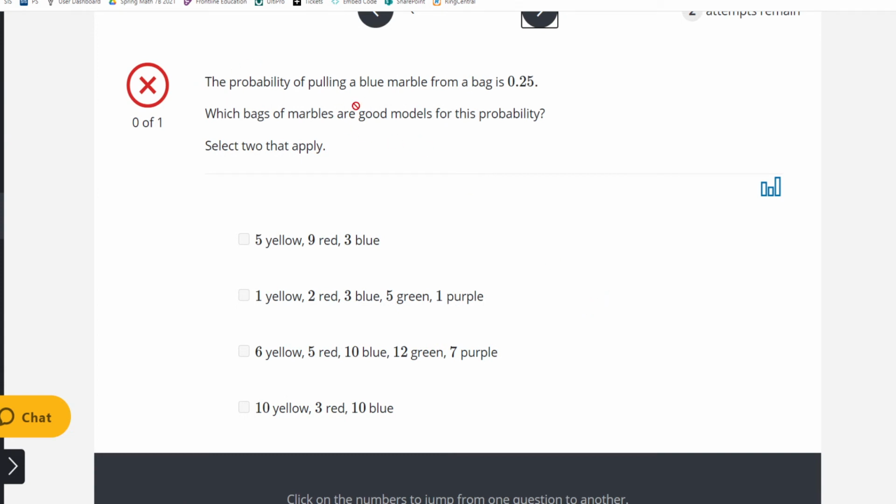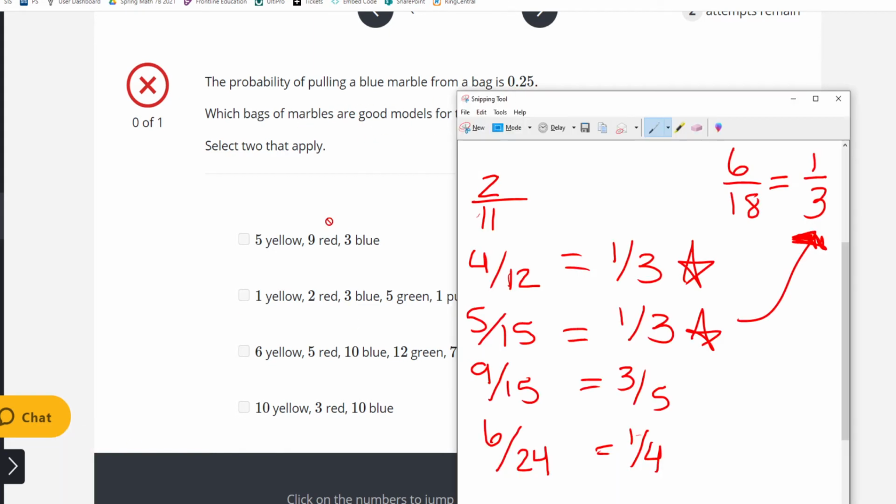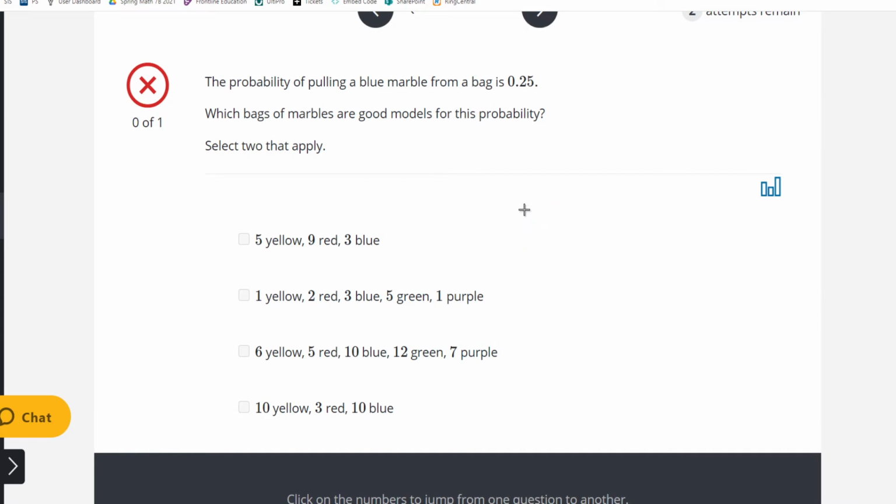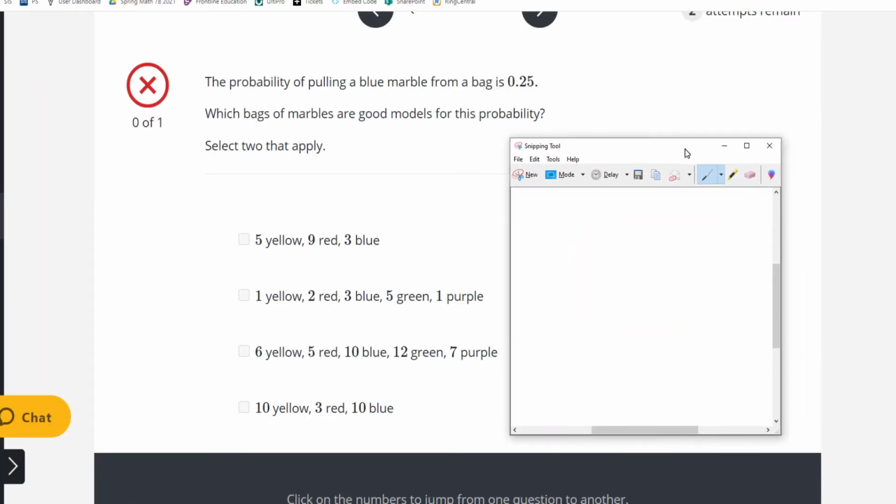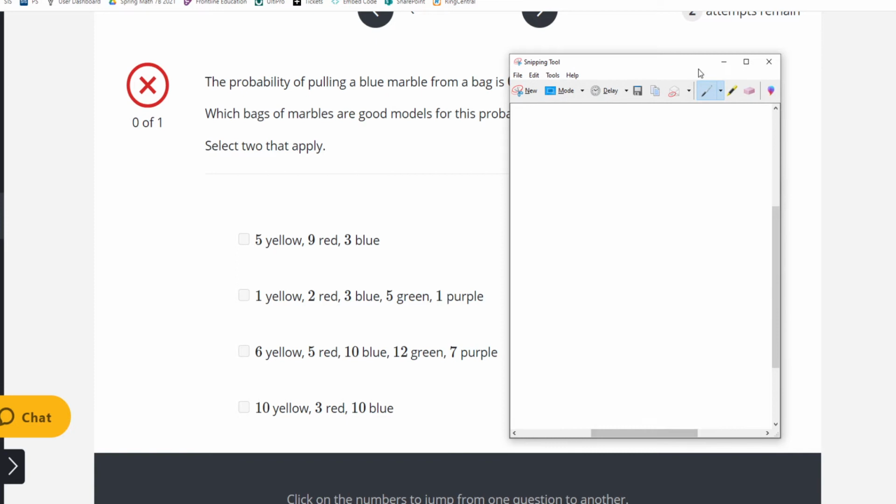Next question. The probability of pulling a blue marble from a bag is 0.25. Which of these bags are good models? They all have marbles.